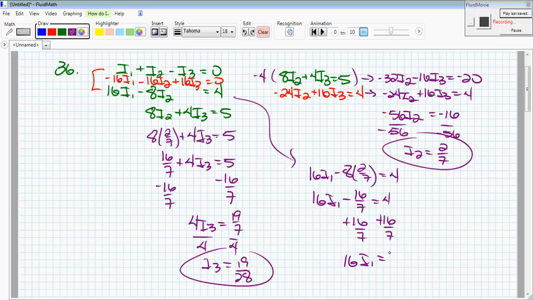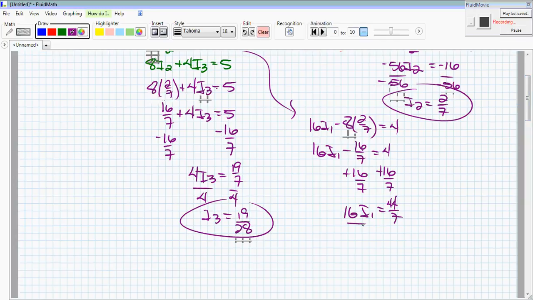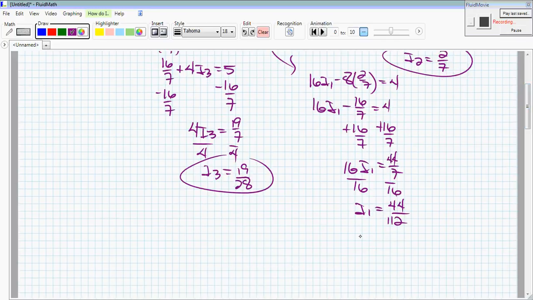28, 38. I don't know. Hopefully that math is right there. We divide by 16, and I sub 1 is equal to, let's see, 11 over 28. There we go. And I believe that to be the correct answer.